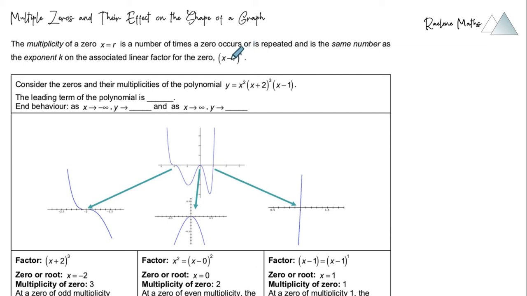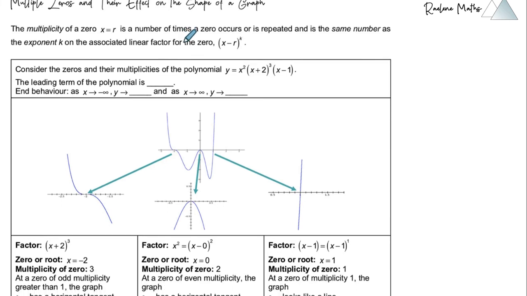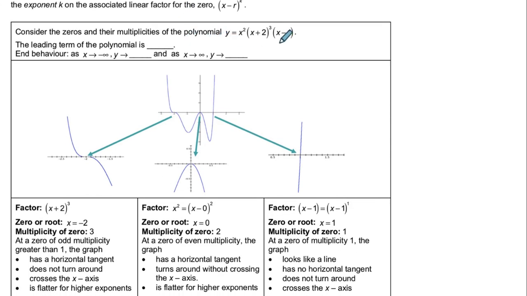In other words, we have this factor (x minus r) k times, and multiplicity means number of times. So let's consider a polynomial here, y equals x squared times (x plus 2) cubed times (x minus 1). We can come up with the leading term of the polynomial by taking the leading term inside each bracket, but now we have to consider in x plus 2, the leading term is x, but it needs to be cubed. So we're going to have x cubed, and then we're going to get x to the exponent of 1 here.